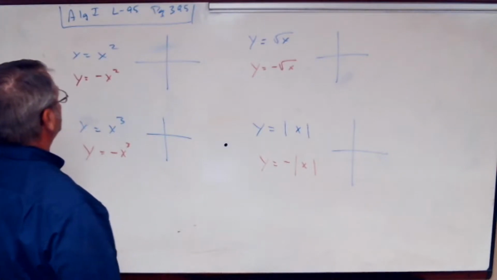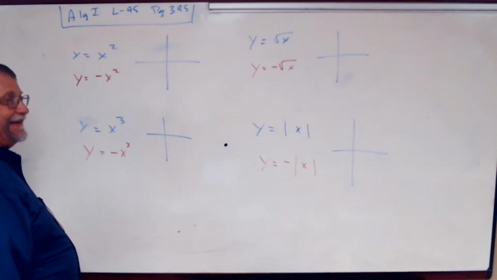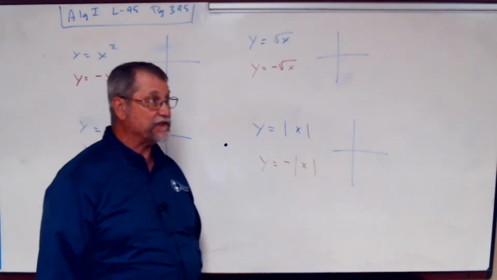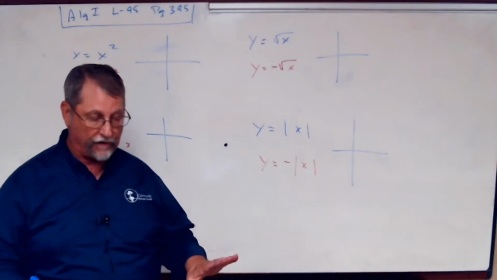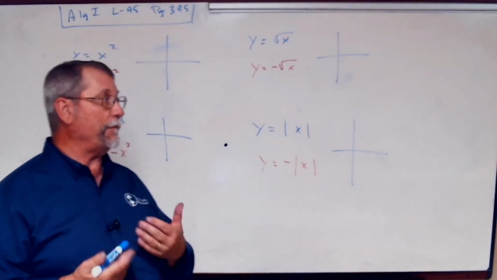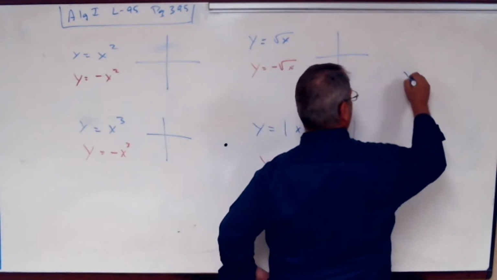Okay, Algebra 1, Lesson 95, page 395. This lesson looks like it's super, super hard, and it's not. So just calm down. All they're going to ask you is some basic shapes of things. What we've done in the past is this.